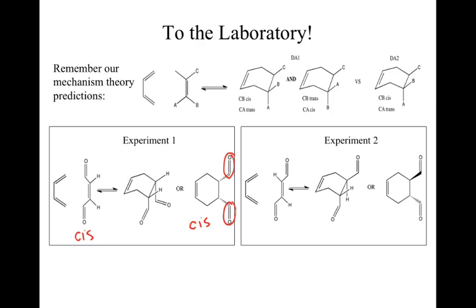When we moved to experiment 2, we started with the trans alkene. What happened when we got into our product? Well, you should again hopefully notice that what we end up with is the trans product. So the relative stereochemistry, if you will, of our starting material is then forced into our product, and we see no bond rotation. This means that the DA1 mechanism is entirely invalid, and all we're looking at is the DA2.